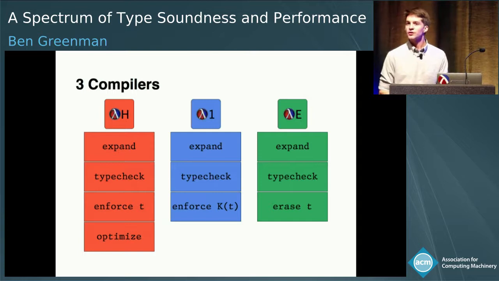type enforcement. So under first order, we enforce only type constructors in the way I outlined before. And in the erasure approach, we simply throw away the types, and they have no impact on how the program runs. Neither of these include an optimizer.